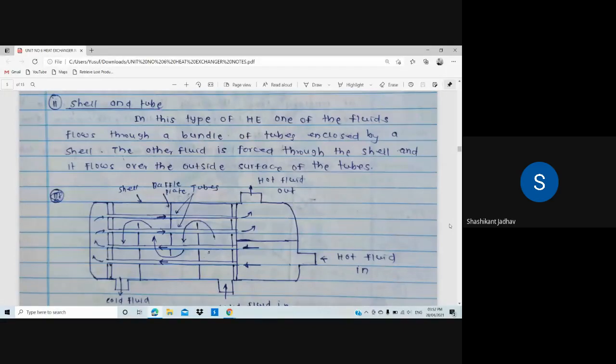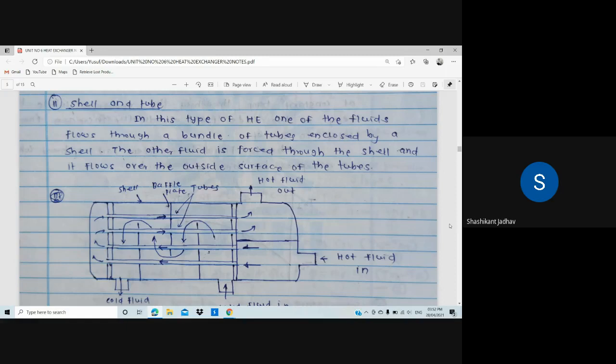समजते बघा, जे काही बंडल ऑफ ट्यूब्स असणार आहे त्या शेल मध्ये असणार आहे, त्या बंडल ऑफ ट्यूब्स मधून समजा हॉट फ्लुइड मूव्ह होत असेल तर त्याच्या सराउंडिंग मधून, त्या फ्लुइडच्या सराउंडिंग मध्ये म्हणजे त्या शेलच्या आतमध्ये कोल्ड फ्लुइड काय होणार आहे, सर्क्युलेट होणार आहे. सो इन दॅट वे हीट ट्रान्सफर इज टेक्स प्लेस.